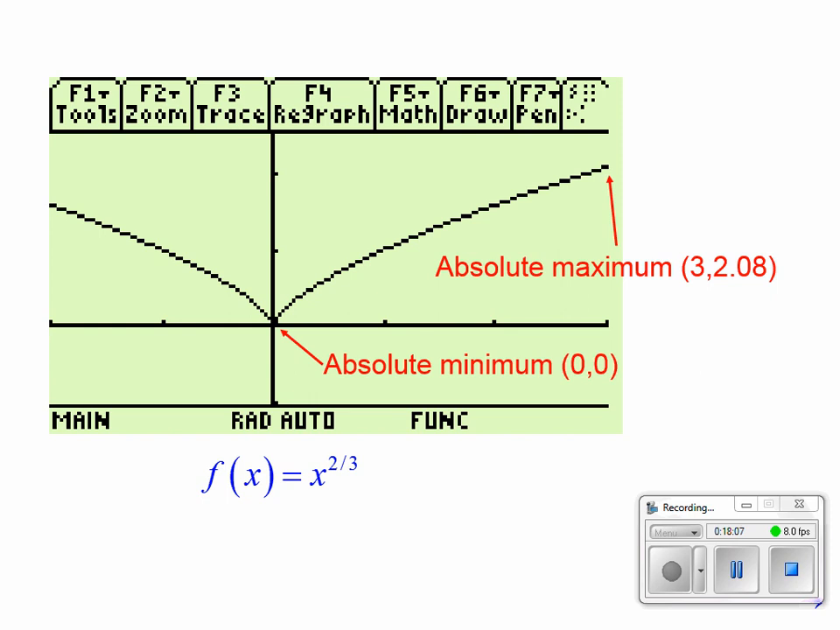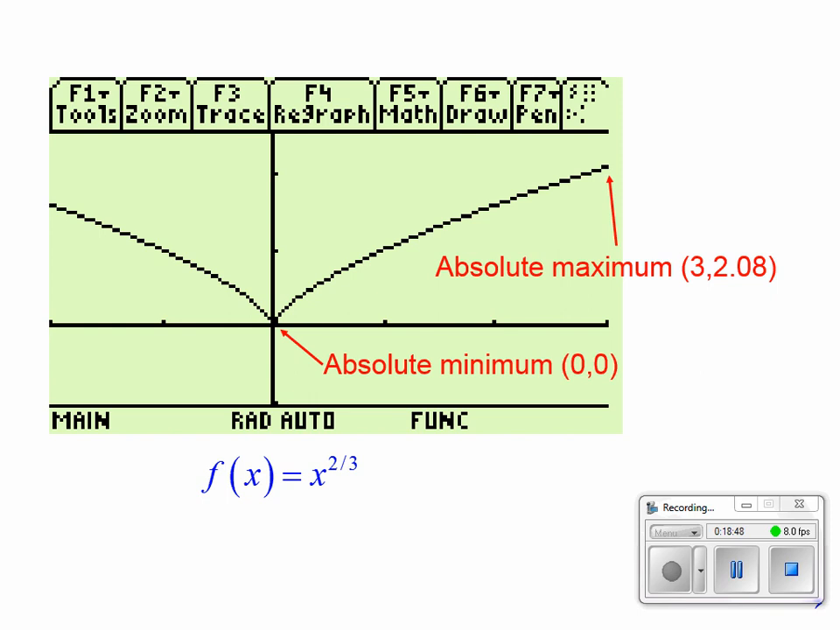Now, if you were to graph this on your calculator, if you actually put in x to the 2/3, and you set your window from negative 2 for your min to 3 for your max, you'll see that what we found is correct. There is an absolute min of 0 at x equals 0, and an absolute max of 2.08, or the cube root of 9, at x equals 3. So we didn't need a calculator to know where the absolute max and min were. We could do it just by checking the y's at the endpoints and comparing them to the y's at the critical values.